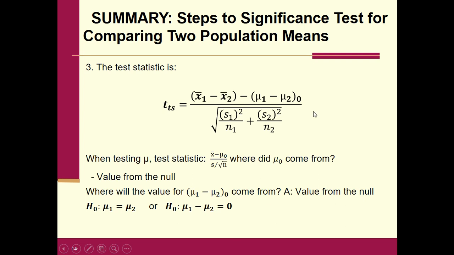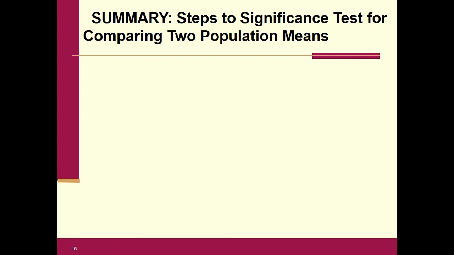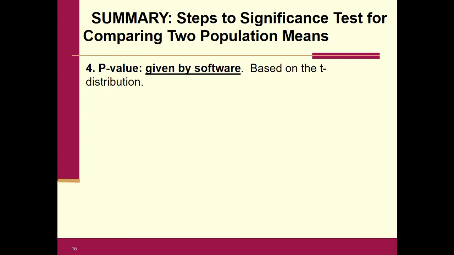So in other words, the test statistic is x bar 1 minus x bar 2 for the numerator. For the denominator, it's your standard error that I showed you before. So that would be your test stat. How about the p-value? The p-value will be given by software based upon the t-distribution.